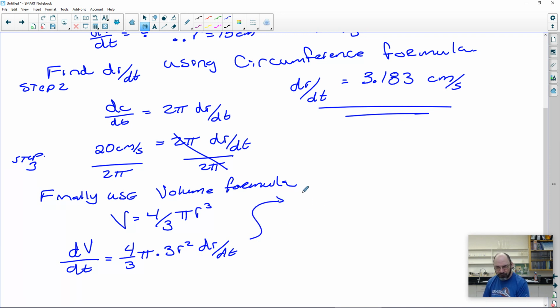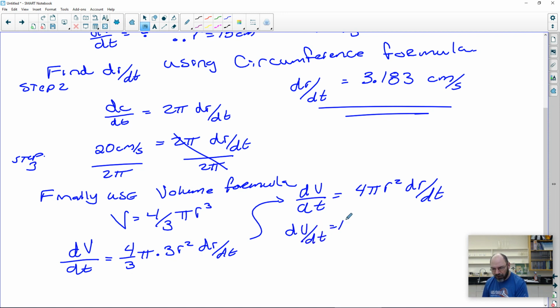So if we do that differential, we get dV/dt is equal to 4π r squared dr/dt. Now we plug in our values. We know what r is, that's the 15 centimeters. And we know what dr/dt is. So we can now plug in our values: 4π times 15 squared centimeters squared, times 3.183 centimeters per second.